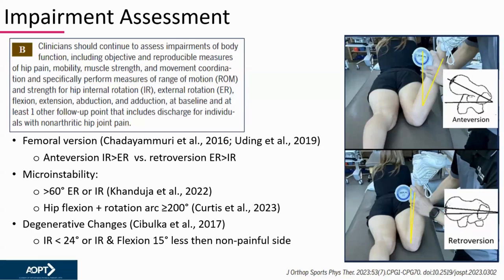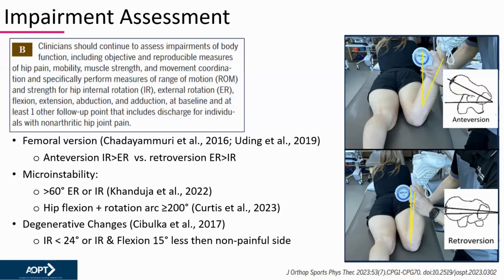Microinstability, I spoke briefly to this. Again, it's not a completely agreed upon term, but it speaks to the presence of laxity, if you will, or excessive range of motion paired with symptoms driven by compromise of the soft tissue restraints, so capsule, ligaments, etc. It may or may not be in the presence of dysplasia or other bony abnormalities, even femoroacetabular impingement. However, the definition is not fully agreed upon, but in a consensus statement, Condusia and colleagues, as part of the Delphi study for this, agreed that 60 degrees of external rotation or internal rotation may represent microinstability.